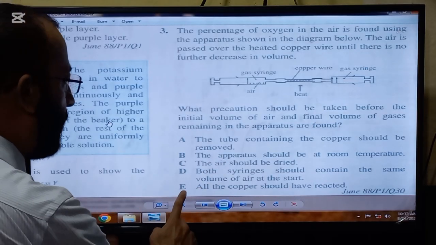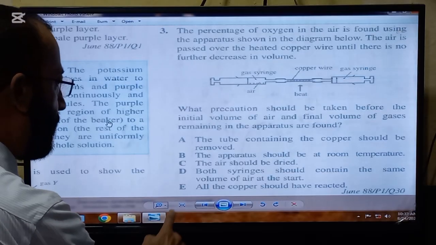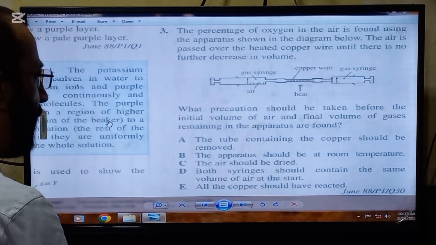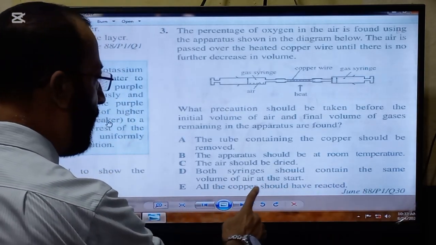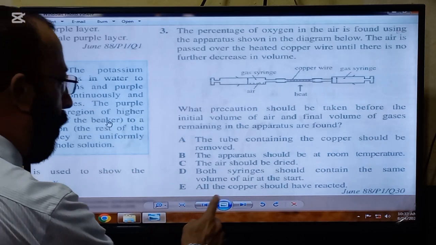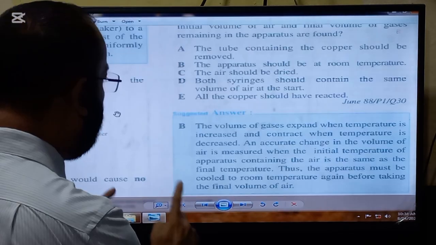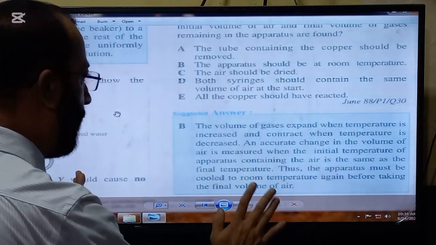Second is the apparatus should be at room temperature. C part is the air should be dried. D part is both syringes should contain the same volume of air at the start. And E part is all the copper should have reacted. B part, the apparatus should be at room temperature, will be the answer.